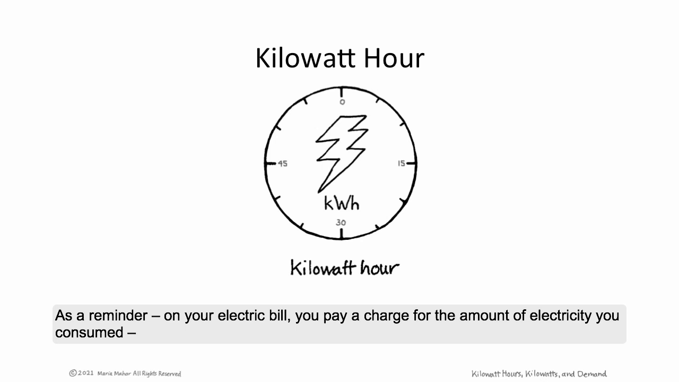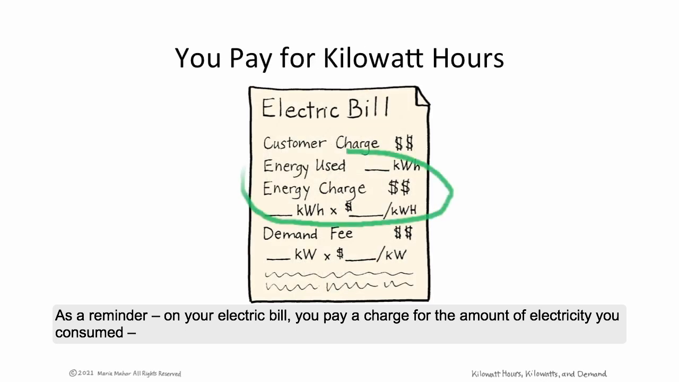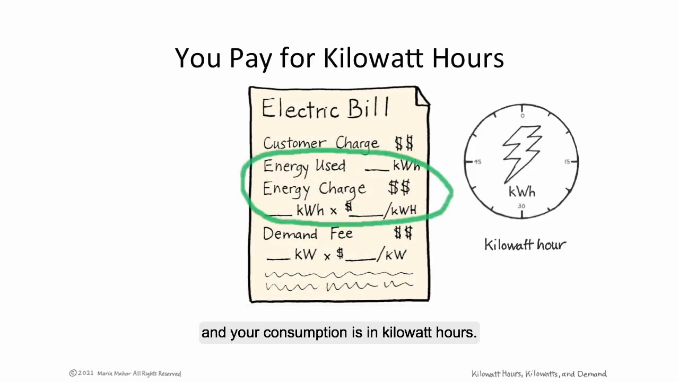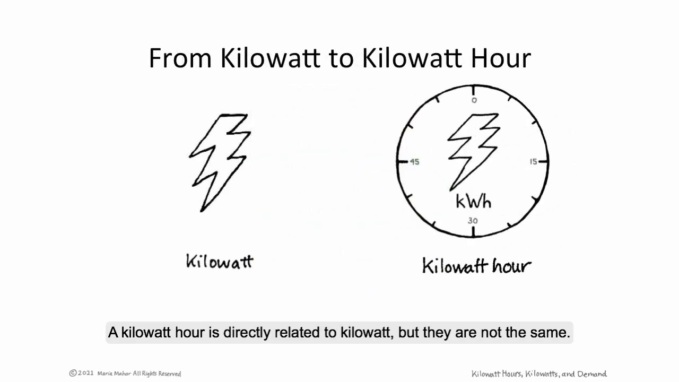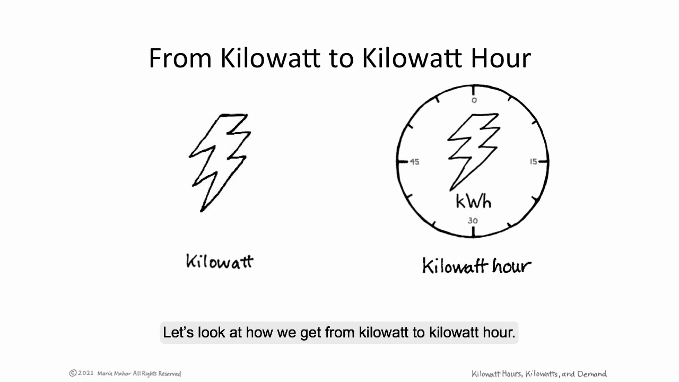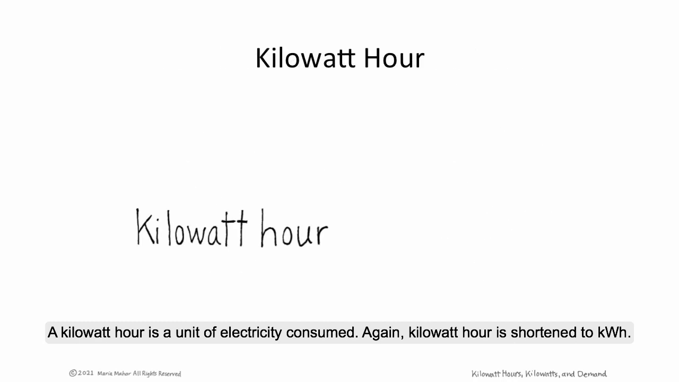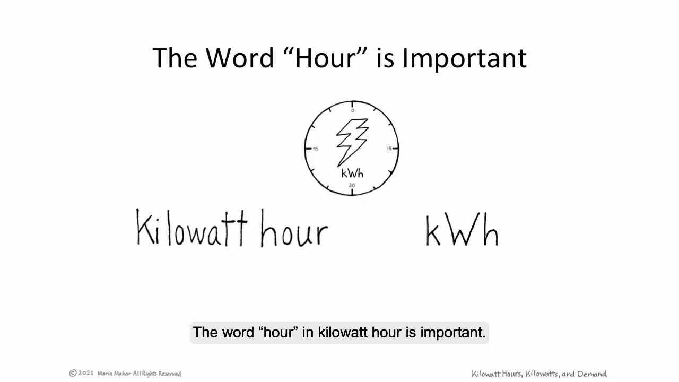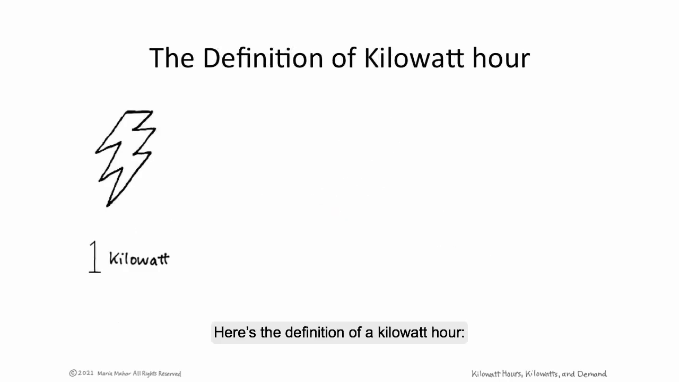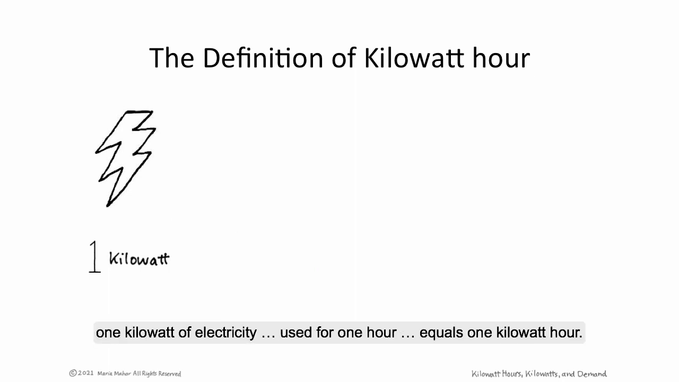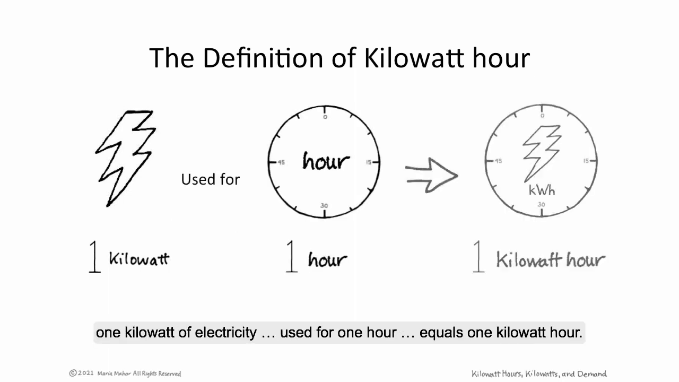As a reminder, on your electric bill, you pay a charge for the amount of electricity you consumed, and your consumption is in kilowatt hours. A kilowatt hour is directly related to kilowatt, but they are not the same. Let's look at how we get from kilowatt to kilowatt hour. A kilowatt hour is a unit of electricity consumed. Again, kilowatt hour is shortened to kWh. The word hour in kilowatt hour is important. It tells you that we are talking about electricity consumed over time. Here's the definition of a kilowatt hour. 1 kilowatt of electricity used for 1 hour equals 1 kilowatt hour.